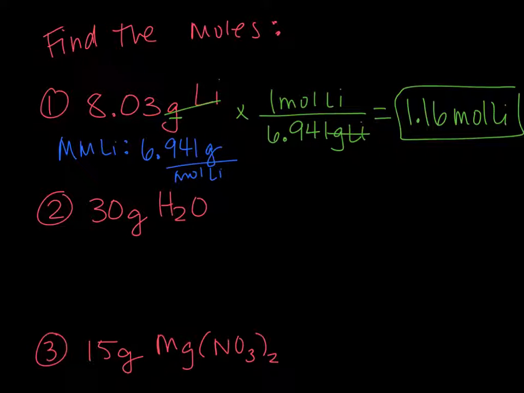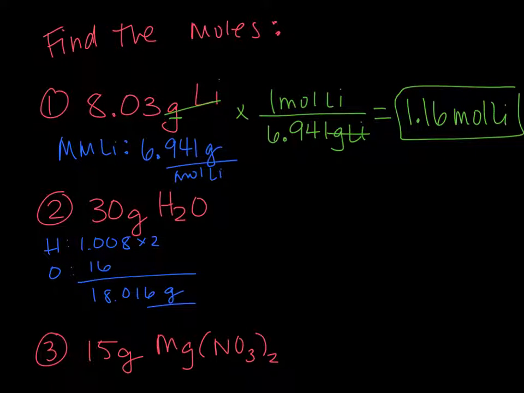All right, and then the next one is going to be 30 grams of water, and I want to know how many moles that is of water. So water is, hydrogen is 1.008 times 2, and oxygen is 16, and so that's going to give you, if you multiply out what you need to multiply and add together, it's 18.016 grams per mole of water.